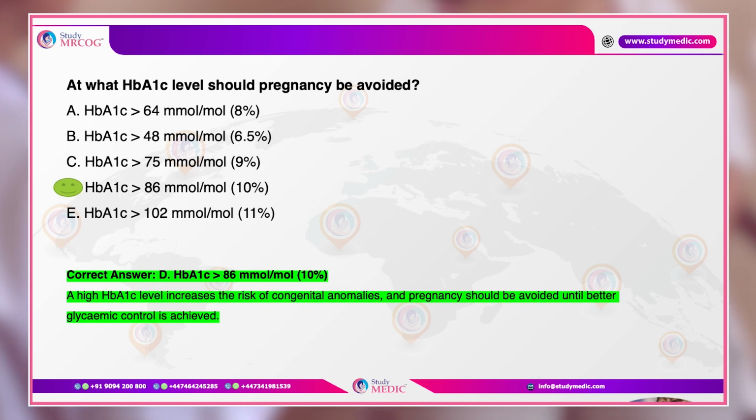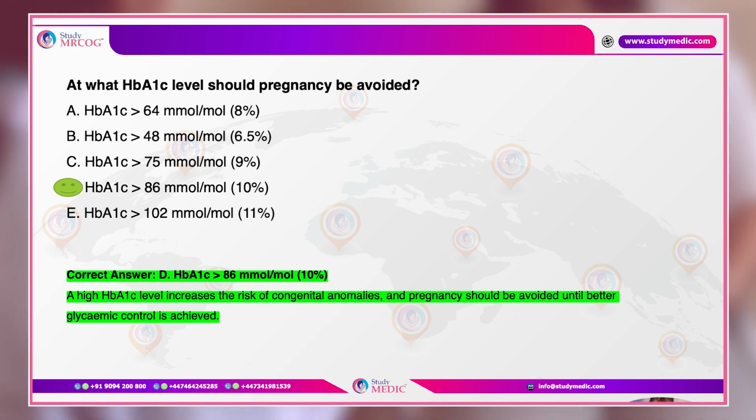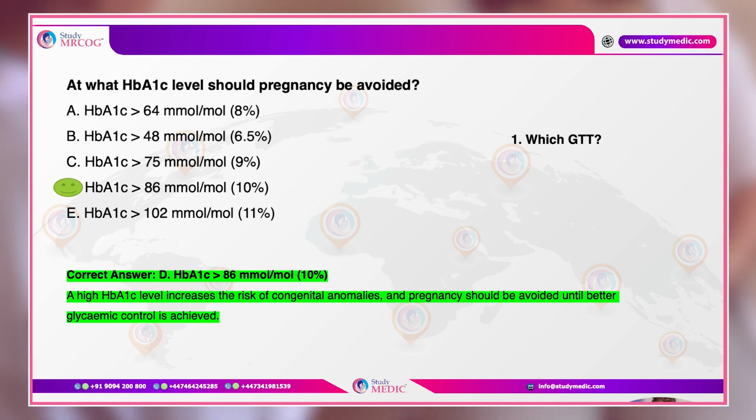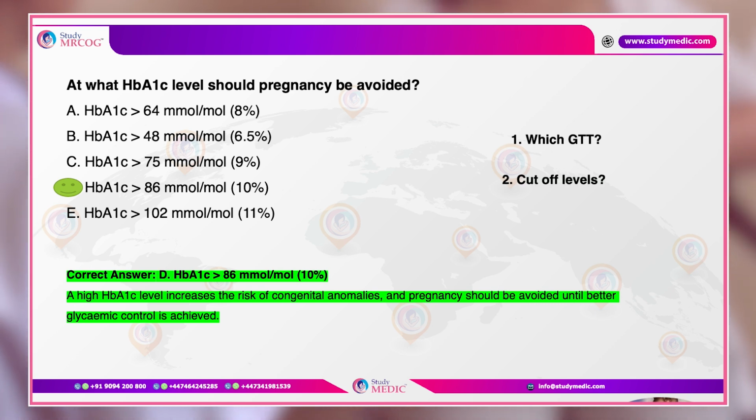At what HbA1c level should pregnancy be avoided? The right answer is option D, HbA1c more than 86 millimoles per mole, which is around 10%. Pregnancy should ideally be planned when the HbA1c is under 48 millimoles per mole, which is around 6.5%. Along with this, one must know which GTT is being used, the 75 grams or the 100 grams.